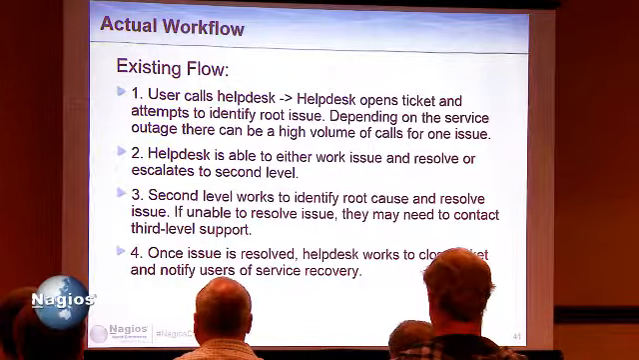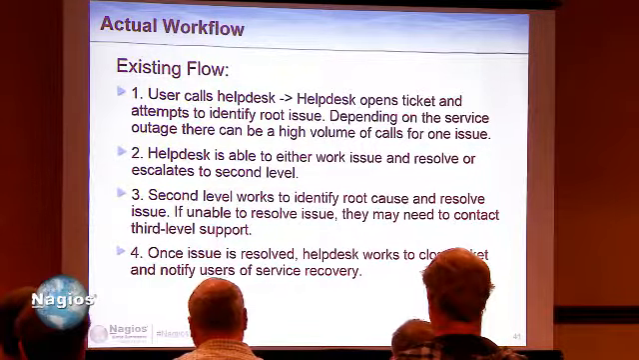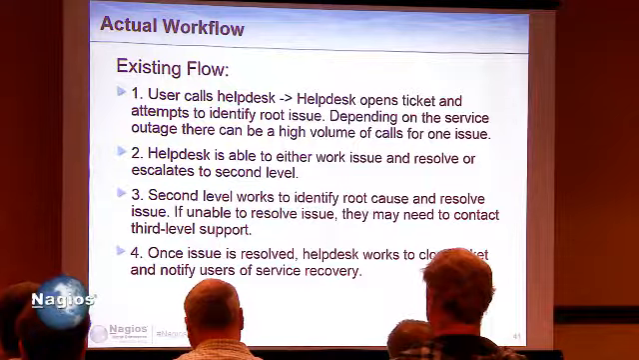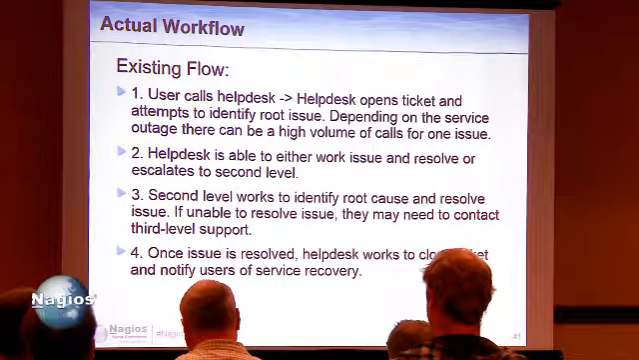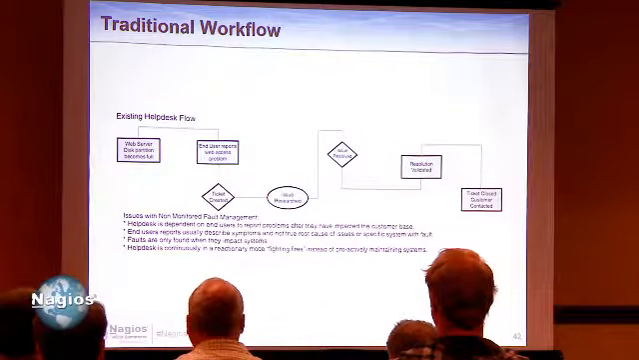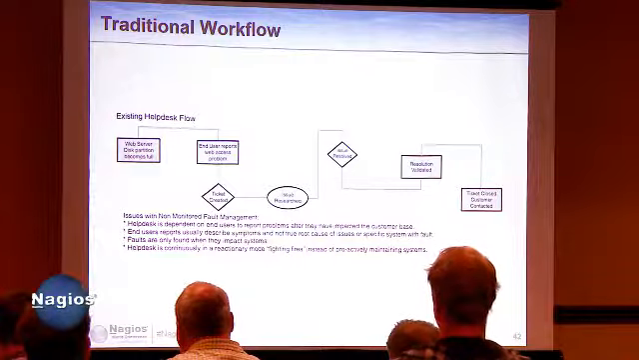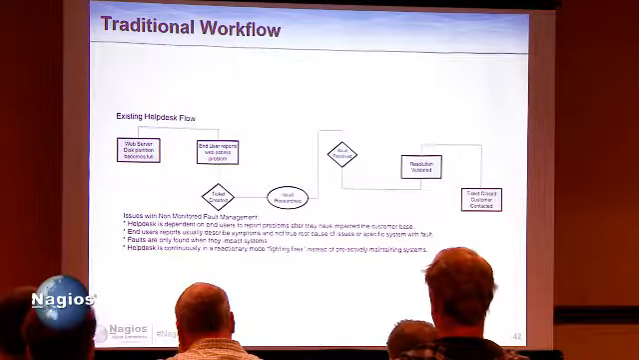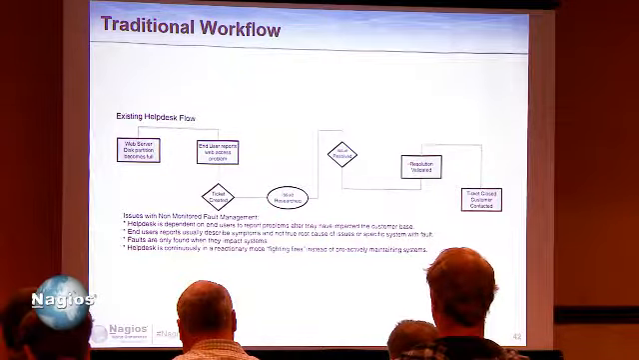The actual workflow in companies is that the user calls the help desk: I have an incident, I need help. The second level identifies the root cause and assists the customer. This is traditional. For example, a web server partition is full and a web access problem is reported, a ticket is created, the issue is fixed, the issue is resolved, the resolution is validated, the ticket is closed.